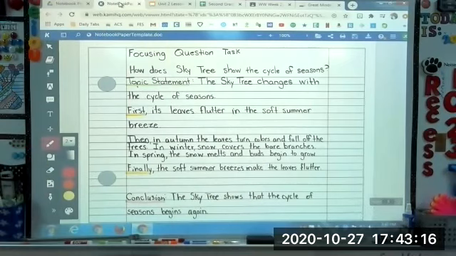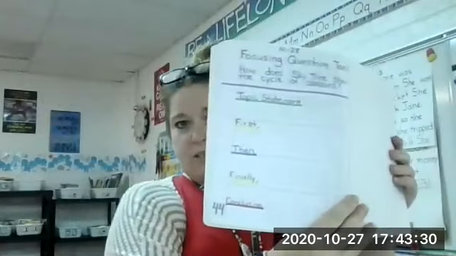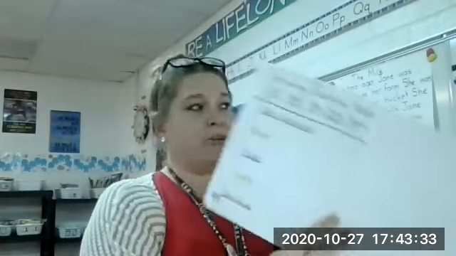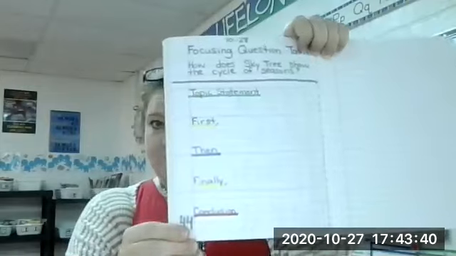You are going to use your chart on page 43 to write your own focusing question task answer, okay? You're going to do just what I did on the board in your own words, make your own on page 44. And then you are going to take a picture of it with your Chromebook and upload it to the Google Classroom assignments, okay?